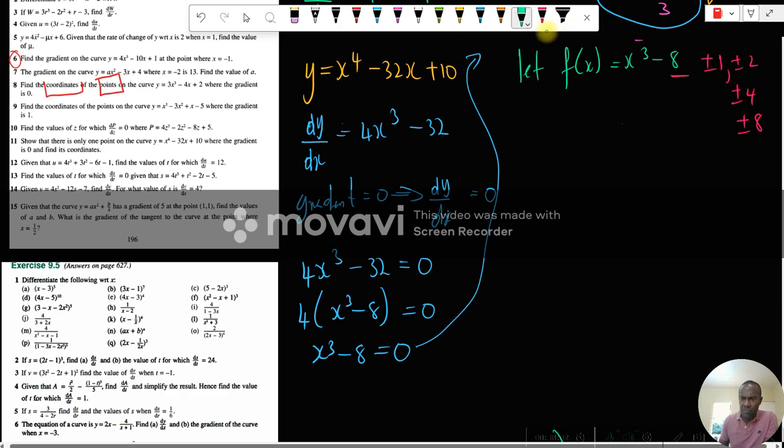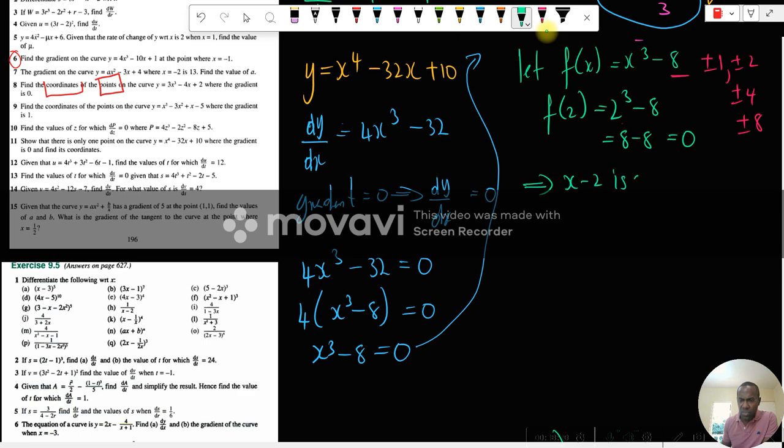So f of 2 is equal to 2 cubed minus 8, which is 8 minus 8, which is equal to 0. Because f of 2 equals 0, this implies that x minus 2 is a factor of f of x. According to the factor theorem, x minus 2 is a factor of f of x.